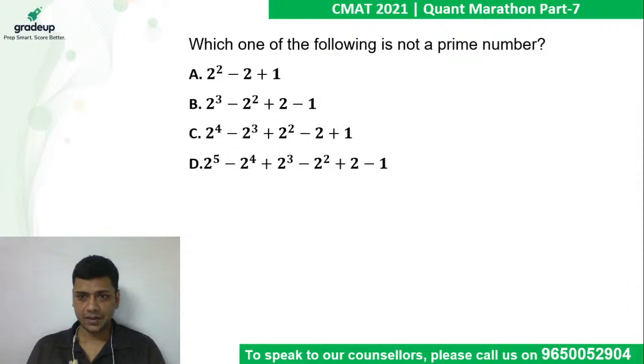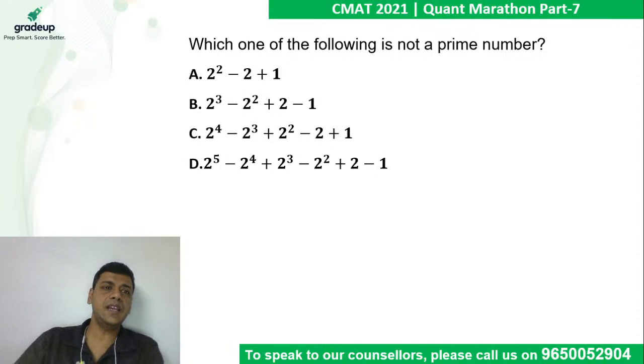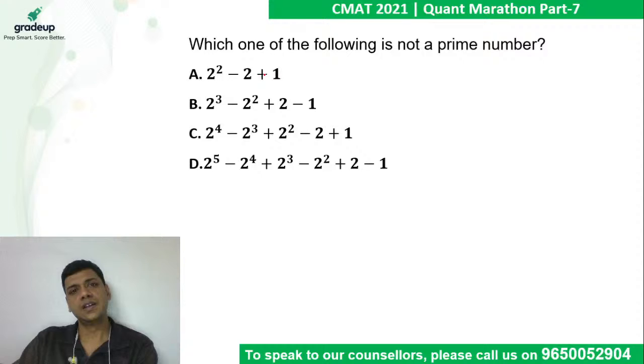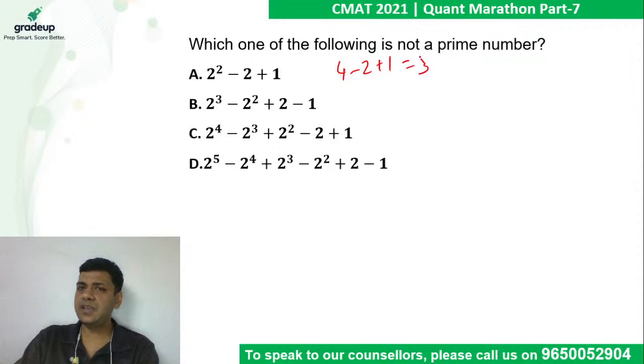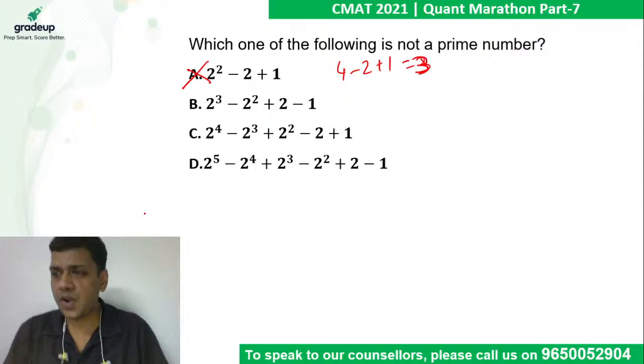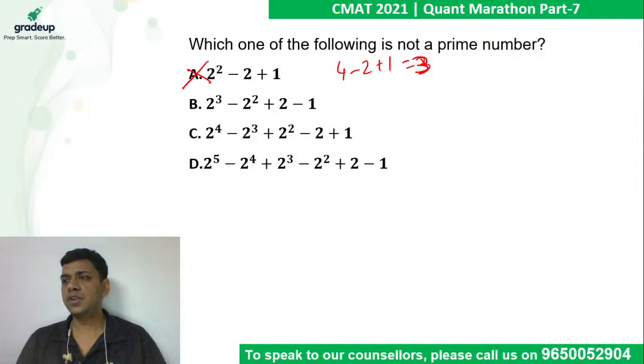Okay, simple calculation, nothing much to do. So basically, what is 2 square minus 2 plus 1? Just calculate this. So this is 4 minus 2 plus 1, which is 3. Yes, it's a prime number. If it's a prime number, it's not my answer. The question is, which of the following is not a prime number? No, Nilesh, the answer is option D.